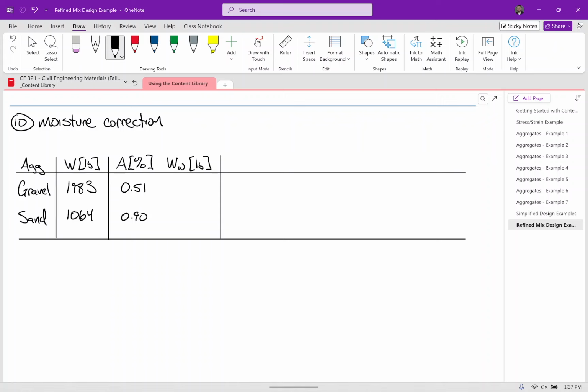So let's take the gravel. I have 1,983 pounds of gravel. If 0.51% is the absorption rate, how much water is in the gravel? How do I figure that out? It's pretty easy. All I do is take the weight times A over 100. So what do I get for this and this? And let's say 2 decimal places. 10.11. Okay, and this one.